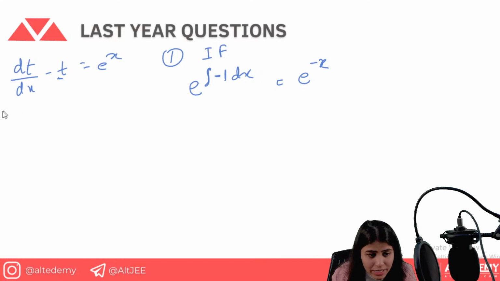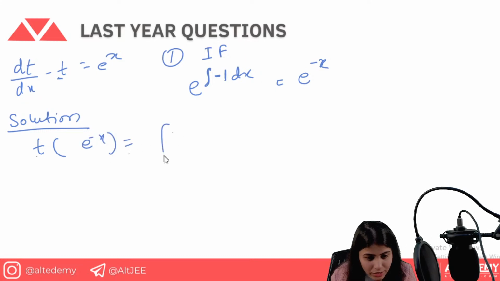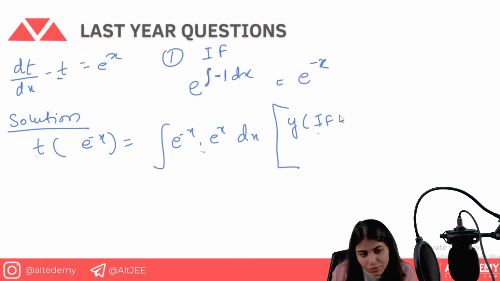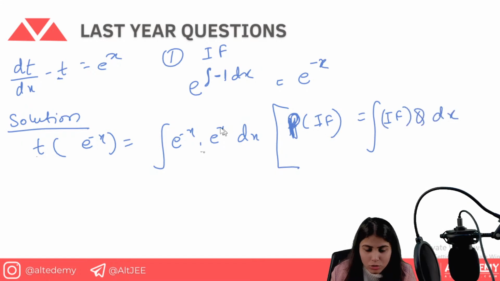Now we can write the solution. What we already told you in the types of solution: t into e to the power minus x is equal to the integration of e to the power minus x into e to the power x dx. How have we written this? It is just like y into integrating factor is equal to the integration of the integrating factor into Q(x), where y is the function P. This is the form we have written, just like in the question.